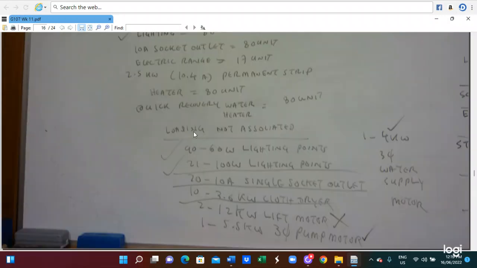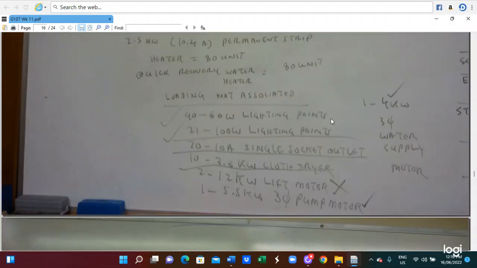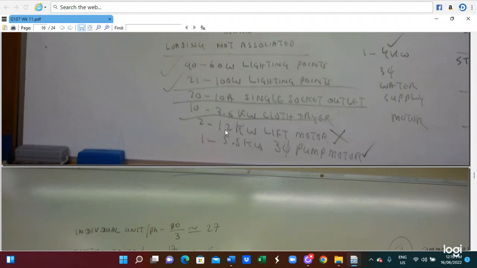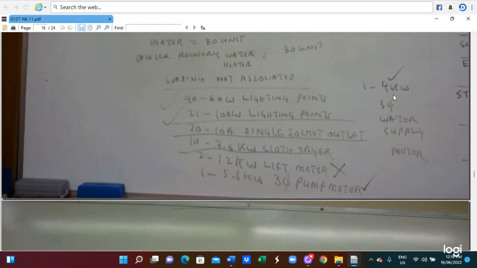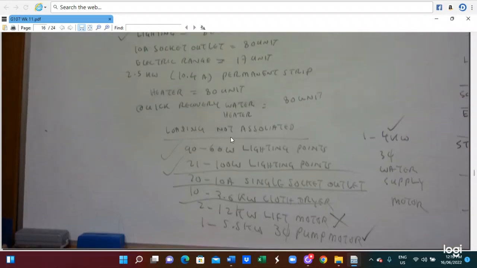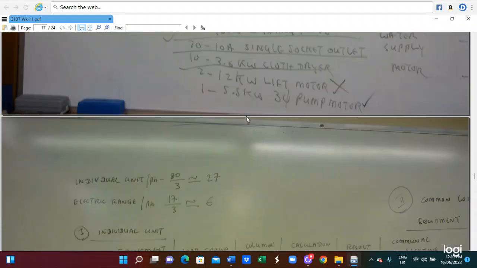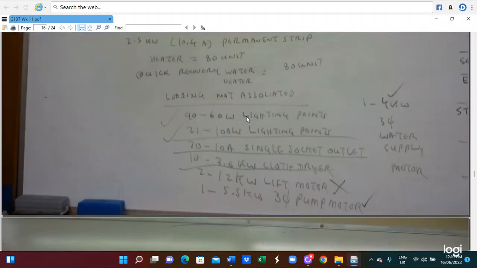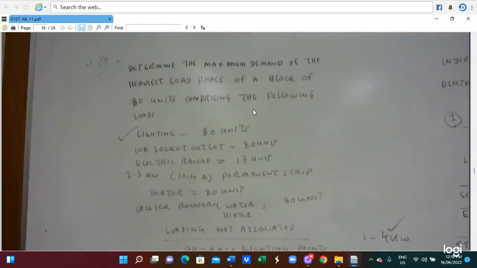And the loading not associated with the units, these components are the common loads: 90 number of 60 watts lighting points, 21 number of 100 watts lighting points, 20 number of 10 ampere single socket outlets, 10 number of 3.6 kilowatt clothes dryers, 2 number of 12 kilowatt lead motors, and 1 number of 5.5 kilowatt 3-phase pump motor, 1 number of 4 kilowatt 3-phase water supply motor. Those are included in the common loads. So in this case, those loads are connected for the 3-phase.